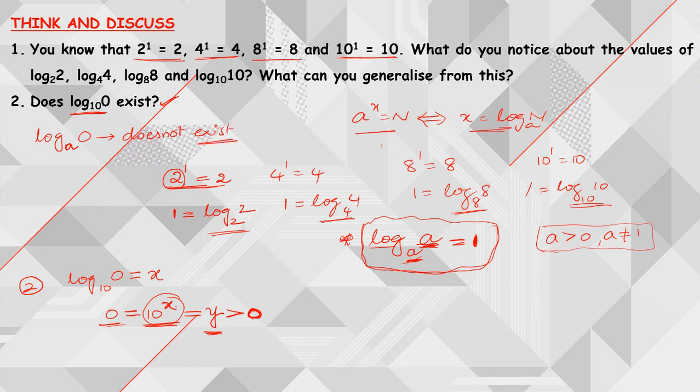Or simply, from the definition we said that in log n to the base a, n should be greater than 0, right? But here he has given n is equal to 0, which is not possible. So clearly it does not exist, right?